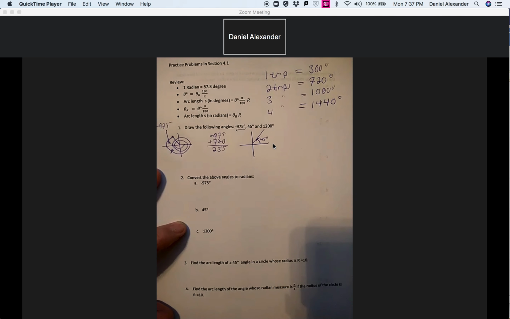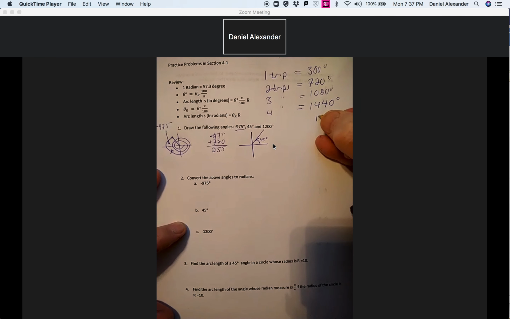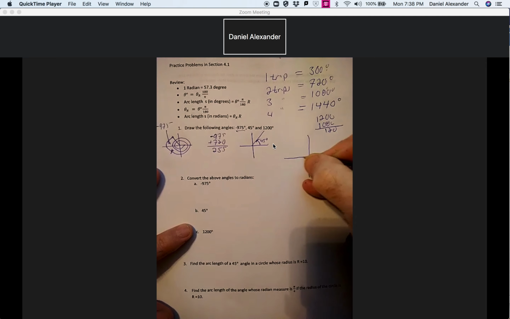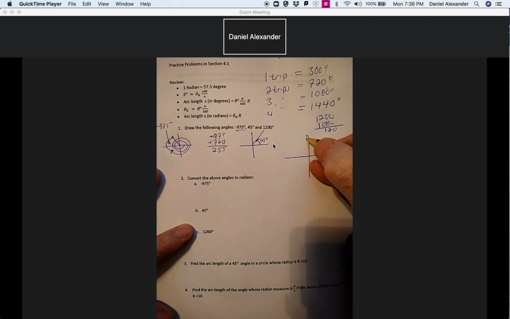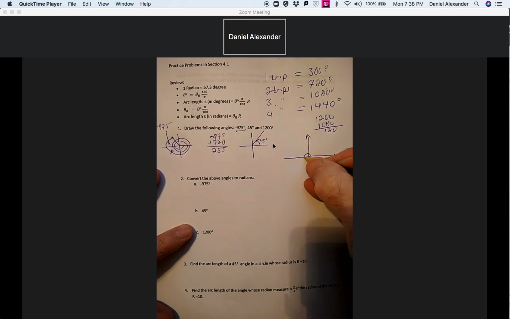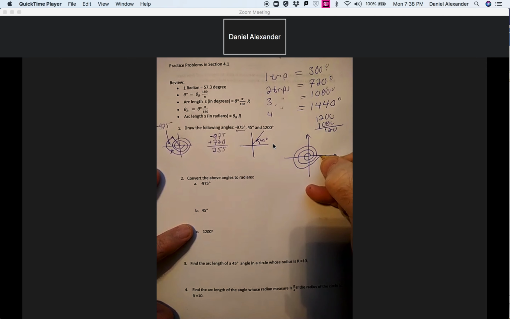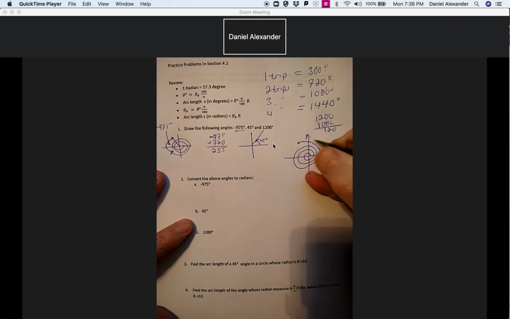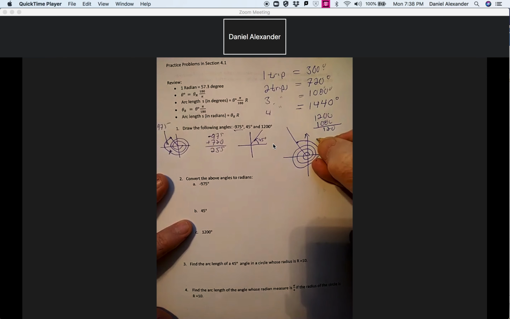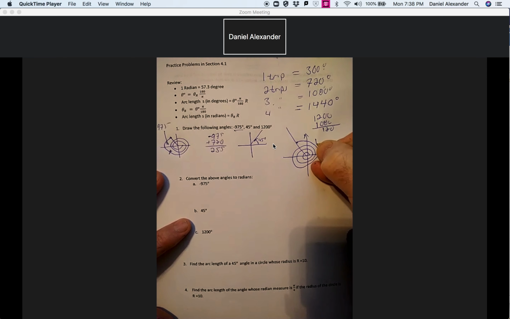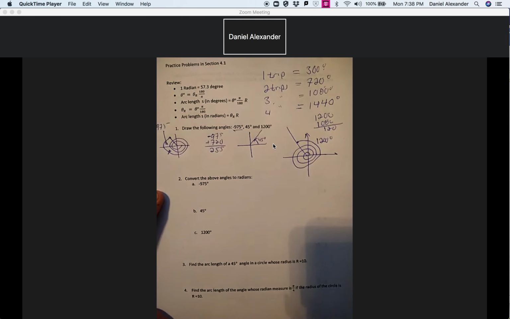Okay, and then this last one, 120. I'm sorry, 1200. That's going to be 1, 2, 3, but not quite 4 trips around. So I'm going to subtract 3 trips, and I get 120. So that's going to be 3 trips around, 1, 2, 3, plus another 120. So there's 360, 720, 1080, and then another 120, which would take me to right about here. So that would be 1200 degrees.